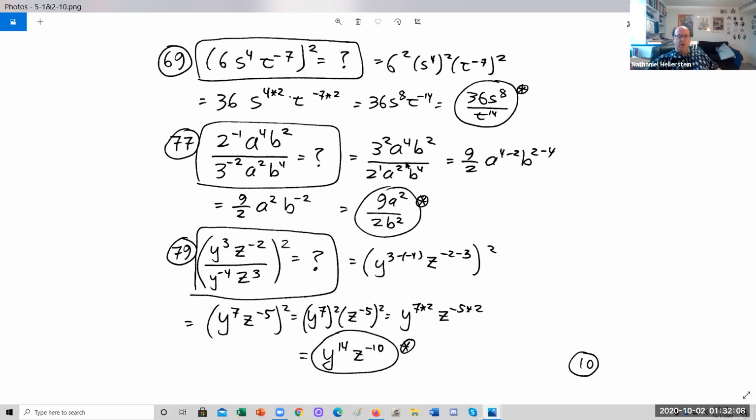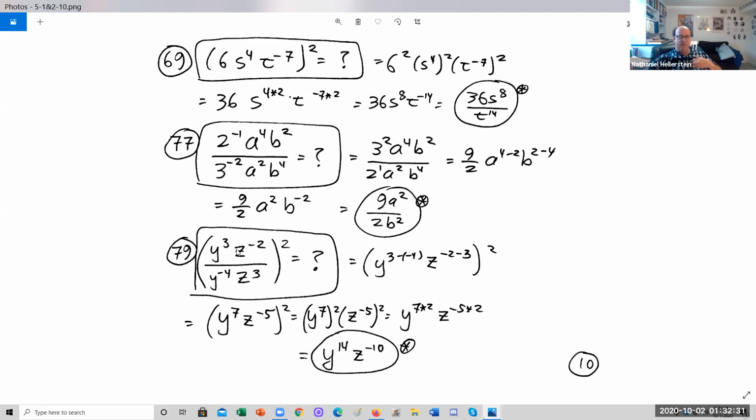Now here we'll subtract powers of a, here we subtract powers of b. a to the 4 minus 2 times b to the 2 minus 4. That'll be 9 halves a squared b to the negative 2. a squared goes in the numerator, b squared goes into the denominator. 9a squared over 2b squared.